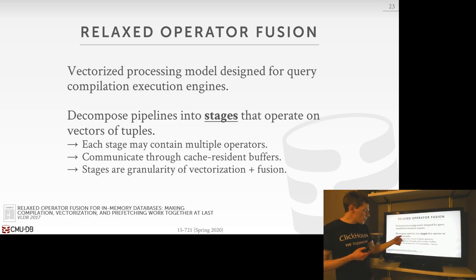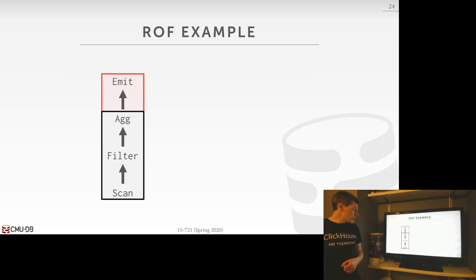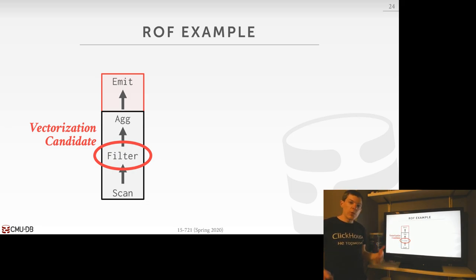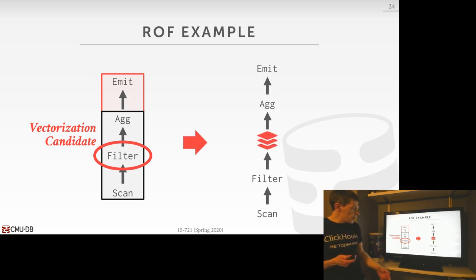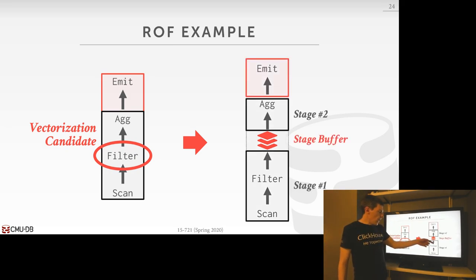So it's just like operator fusion. We combine multiple operators within a stage. We pass data from one stage to the next through our CPU cache by having these buffers reside in our CPU caches, so we're not worrying about stalling on memory. Our vectors aren't going to be so large that they have to go out to memory. The stages are our natural boundaries for how we do vectorization and fusion. So we go back to our example of two stages. This is the part we can actually vectorize, because we know we can vectorize the filters, as we saw in the Columbia paper and in the vectorization evaluation paper from today. So this is what we want to vectorize. To make this work, we introduce a stage buffer that allows us to process the tuples in stage one in a vectorized manner.